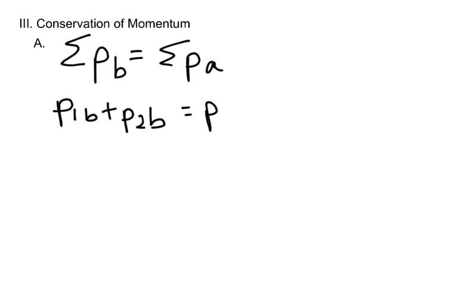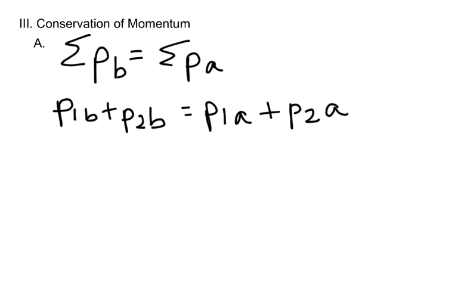Alright, one more time. Let's try this again. So it's the momentum of the first object before plus the momentum of the second object before is equal to the momentum of the first object after the collision plus the momentum of the second object after the collision.